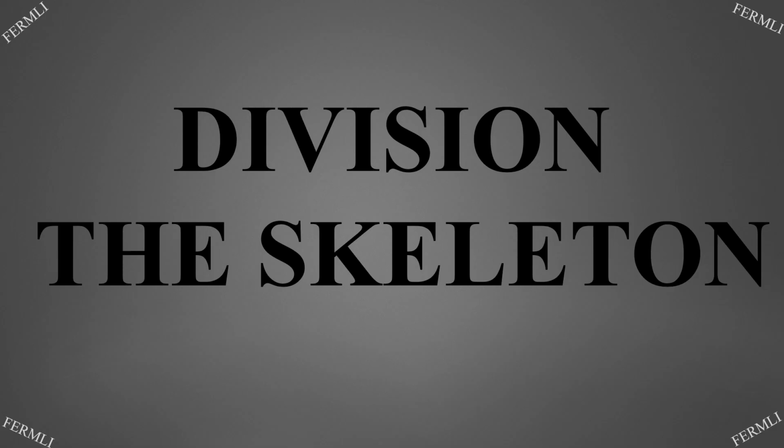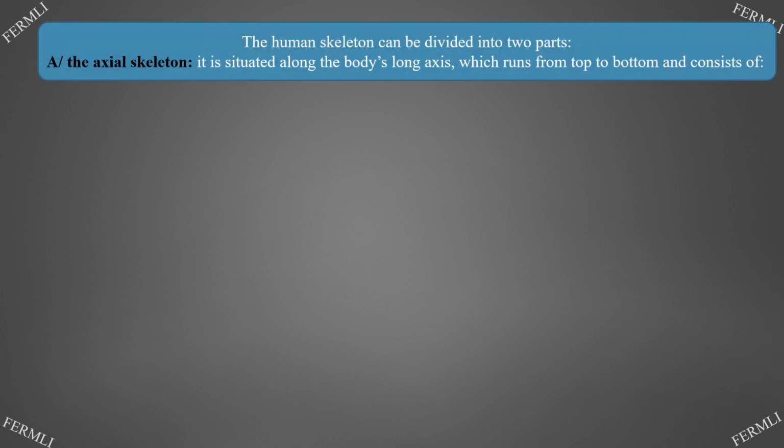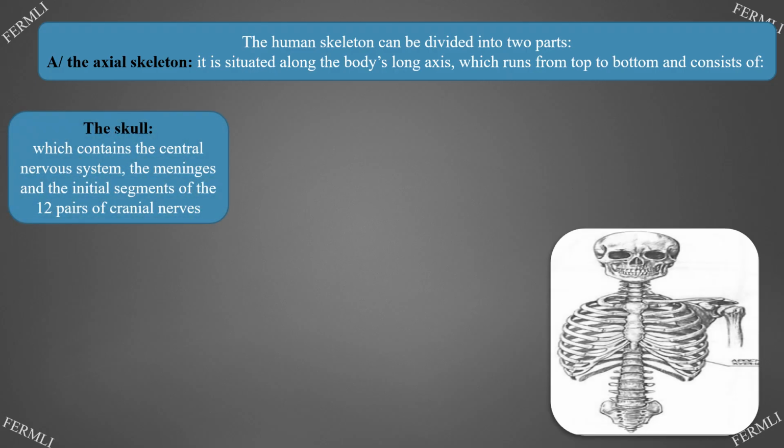Division: the skeleton. The human skeleton can be divided into 2 parts. A. The axial skeleton. It is situated along the body's long axis, which runs from top to bottom and consists of the skull, which contains the central nervous system, the meninges and the initial segments of the 12 pairs of cranial nerves. The hyoid bone.